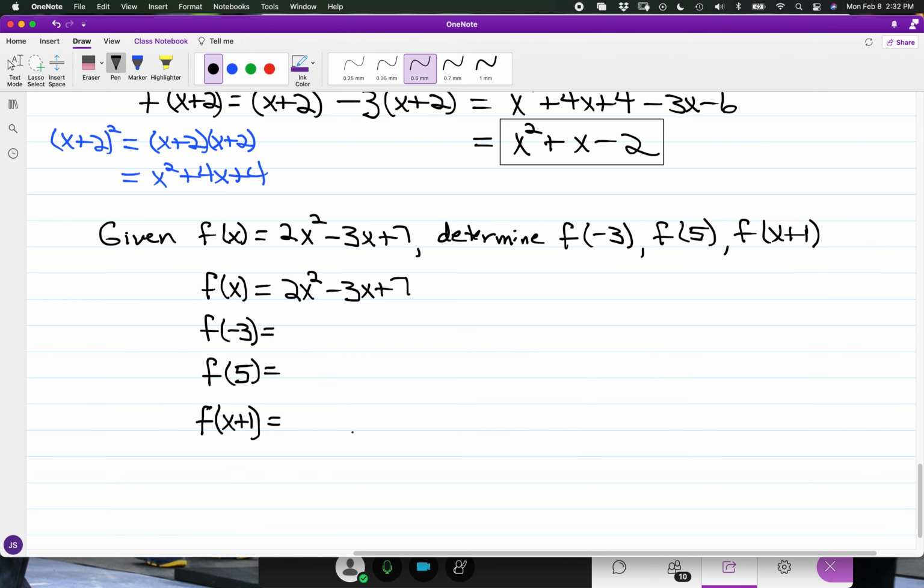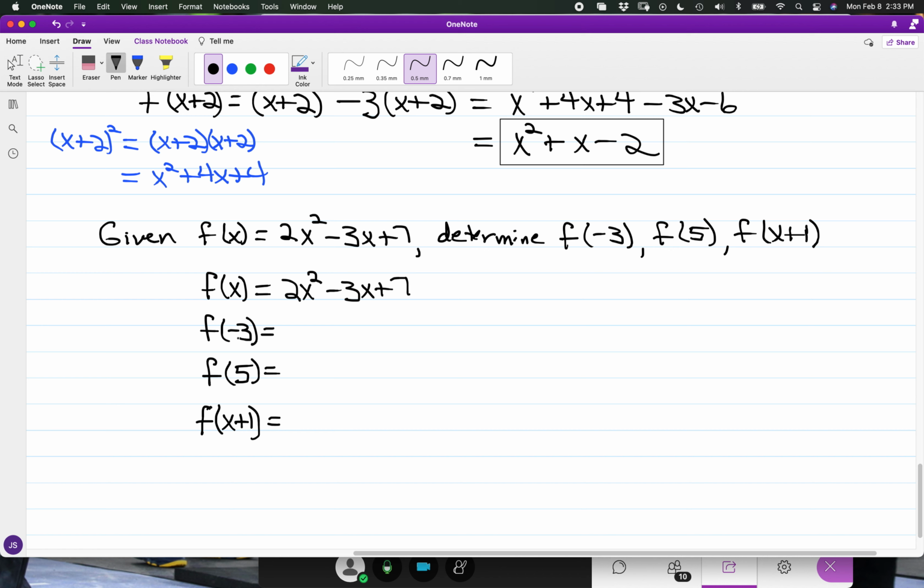Okay, if we look into what we have for this function, f of x is equal to 2x squared minus 3x plus 7. And again, f of x is another way of saying what we're going to have for y. With the first 2 items, we're looking at what the y value is going to be whenever x is equal to negative 3 and also whenever x is equal to 5.